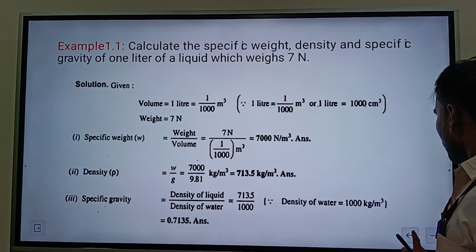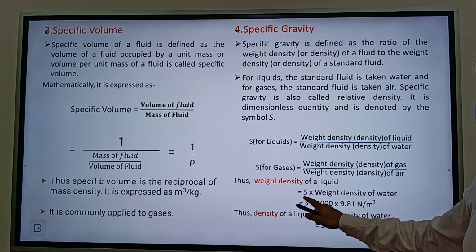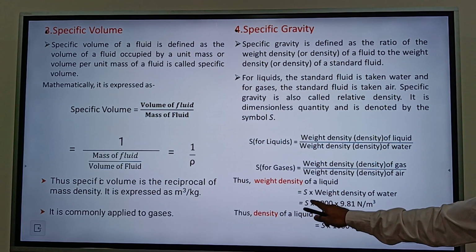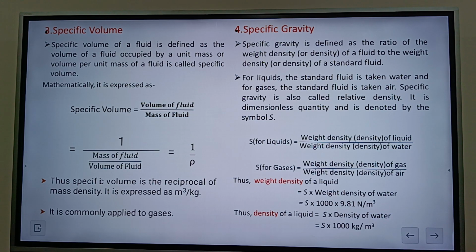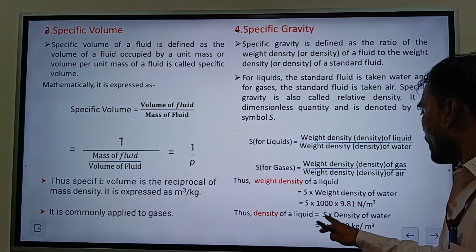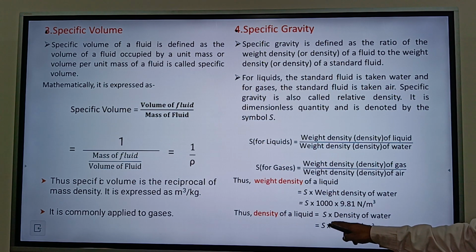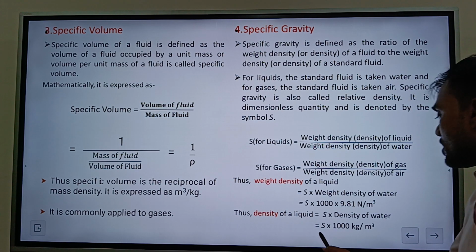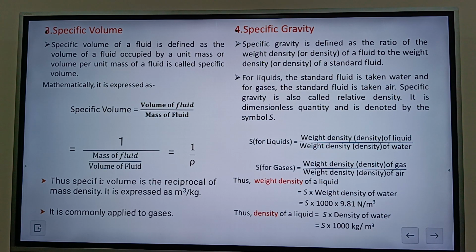Now, weight density of liquid can also be written as S into weight density of water, equal to S into 1000 into 9.81 Newton per meter cube. So density of liquid can be written simply in terms of density of water as S into density of water. Density of water will be 1000 kilogram per meter cube. So density of a liquid equals S into 1000 kilogram per meter cube.